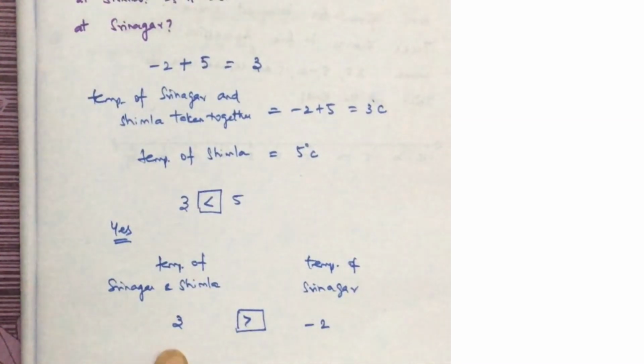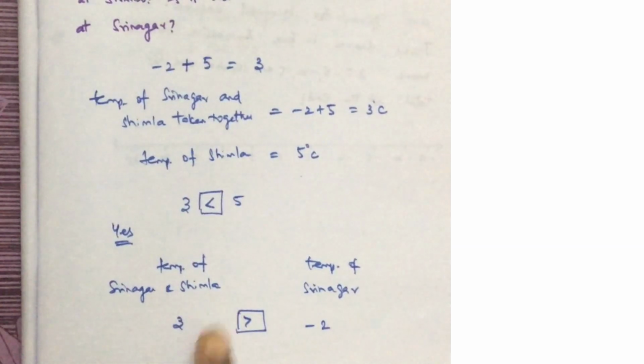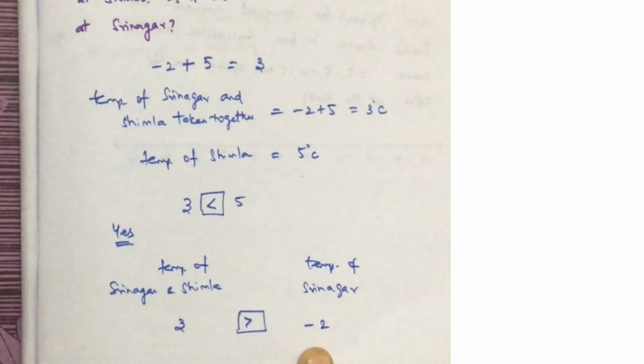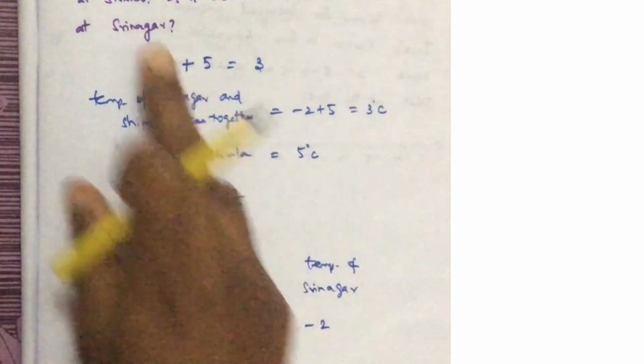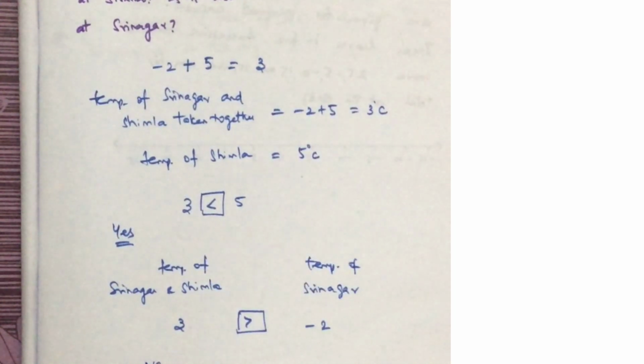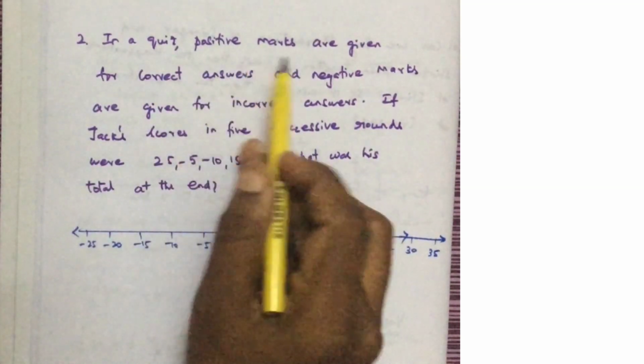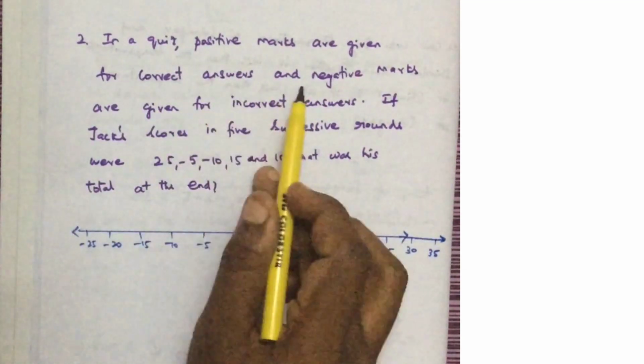When you compare a positive and negative number, the positive number is always greater. So the temperature of Shimla is greater than the temperature of Srinagar. So the second statement is, we can't say that. No. Okay.